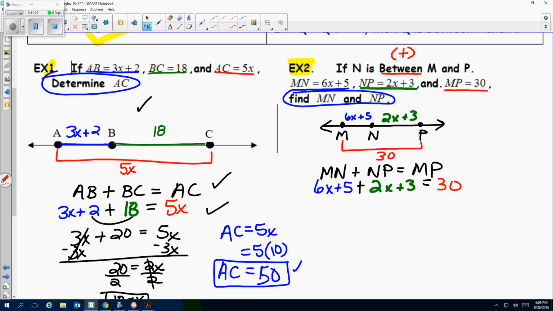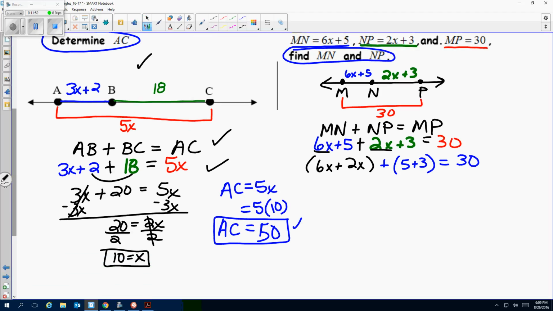So when we combine like terms, we've got to get our x's together, which is right here. So that's going to be 6x and the 2x together. And then we're going to put our constants together, which would be our 5 and our 3. Now you can do this mentally, and that is just fine. So 6x plus 2x would now give me a total of 8x. 5 plus 3 is 8, equals 30.